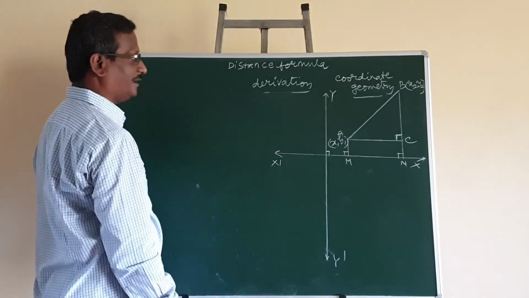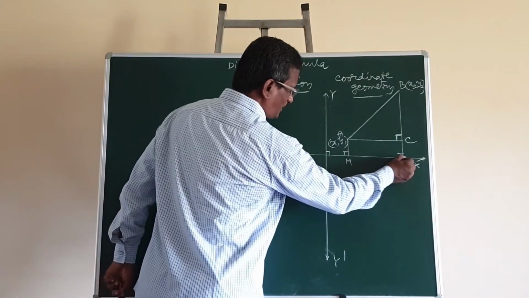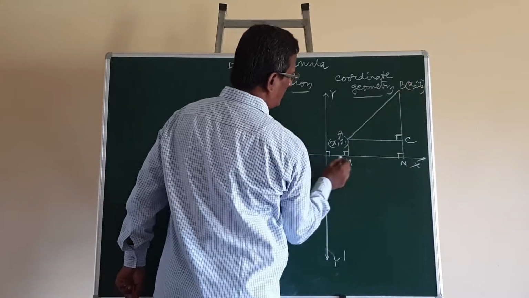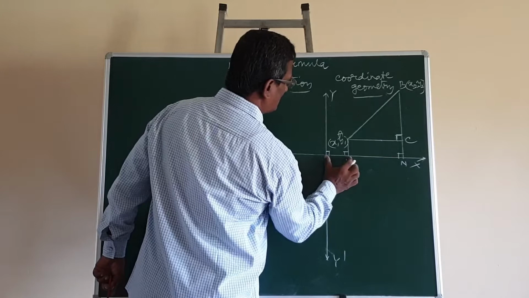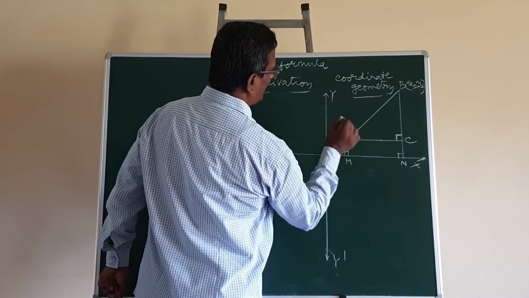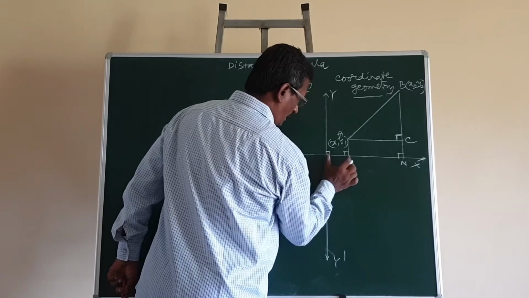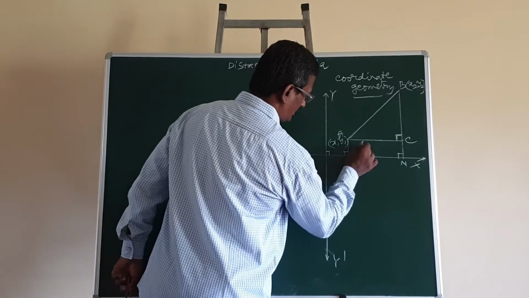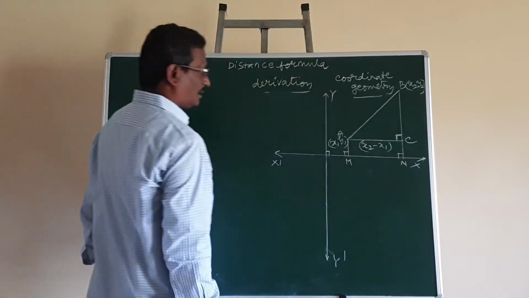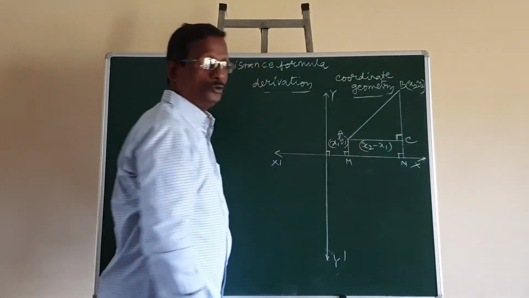Now in triangle ABC, let us find the distances. From the origin to this point is the distance, its x coordinate. This is x2. From the origin, the distance of point N is exactly equal to the x coordinate of point A. Now when we want the distance AC from the origin, total distance minus this distance, on subtracting, this is x2 minus x1.